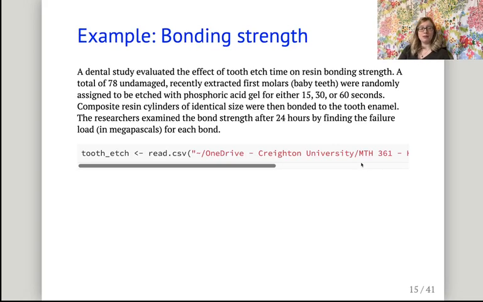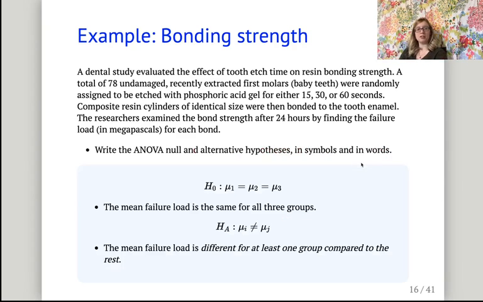So let's take a look at an example. We're going to take a look at some data from a study of tooth etching time on resin bonding strength. So looking at how long we need to etch a tooth or leave some chemical gel on the tooth to etch it before applying a bond. Our data comes from a sample of 78 undamaged, recently extracted first molars or baby teeth. We randomly assigned each of these baby teeth to receive a phosphoric acid gel etching for either 15, 30, or 60 seconds. The researchers then looked at how much force was needed to break that bond after 24 hours.